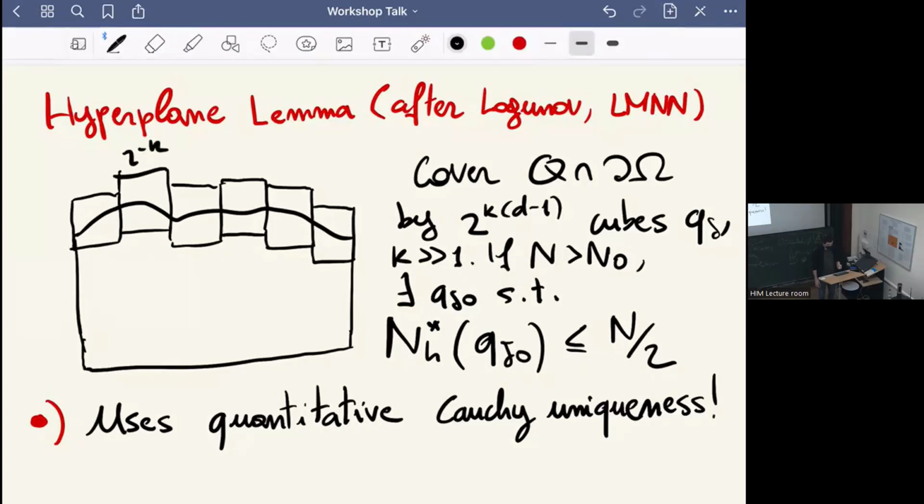Okay, where k is a constant that is much larger than 1, but independent of the doubling index. If my doubling index is large enough, then there is one of these subcubes whose doubling index is less than n over 2. So my doubling index drops in at least one of the cubes. The proof of this uses quantitative Cauchy uniqueness. This is the main ingredient that goes into it.